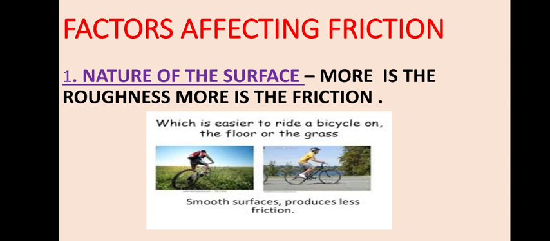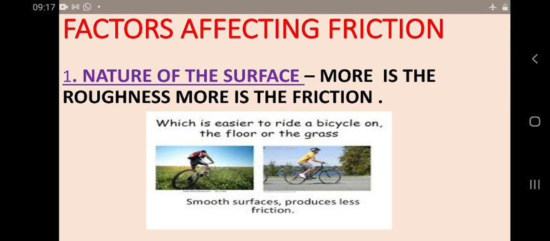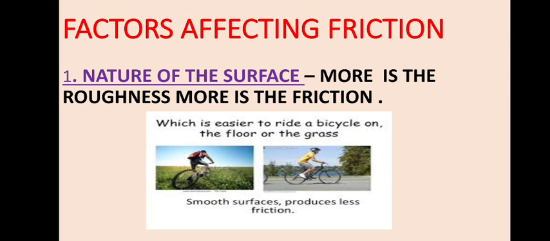So what are the factors that affect friction? First one is nature of surface. The first factor which affects the friction is the nature of the surface. Nature means what type of surface it is, whether it is a smooth surface or a rough surface. If a rough surface is there, that means more will be the irregularities, stronger will be the interlocking between the two surfaces, thereby more friction will take place between the rough surfaces.